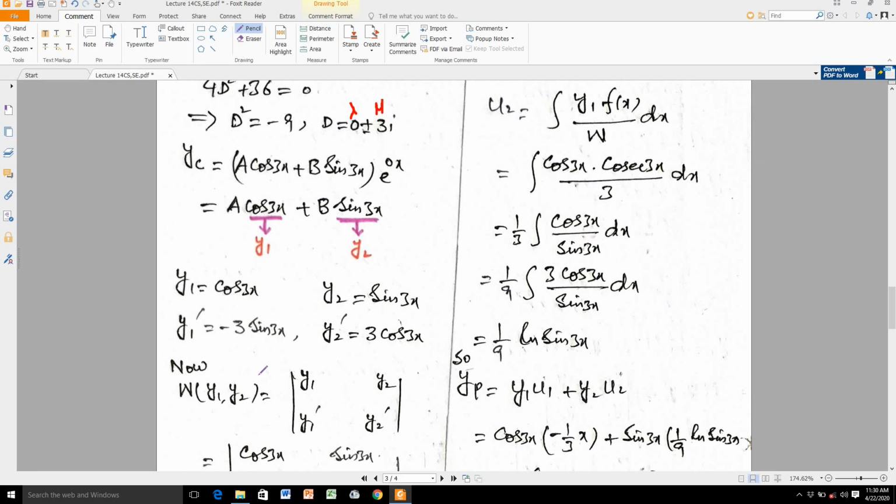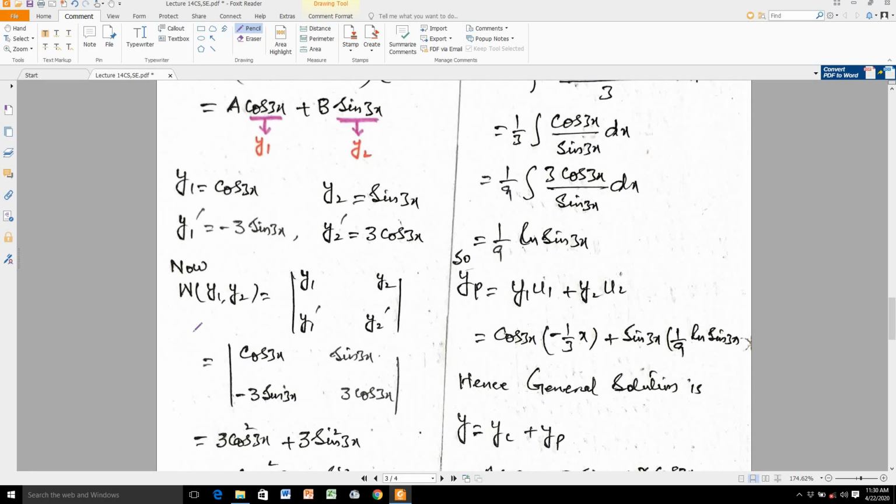Now we compute the Wronskian, that is W of y1, y2, is equal to the determinant of y1, y2 and their respective derivatives. Here you substitute their respective values. What is the value of y1? That is cos 3x, and y2 is sin 3x. Here you substitute the respective values of their derivatives, that is minus 3 sin 3x, 3 cos 3x.